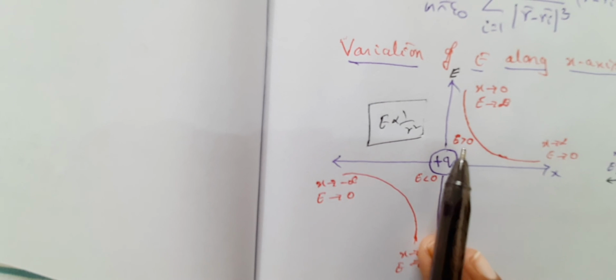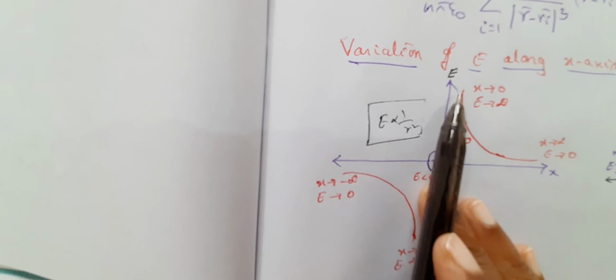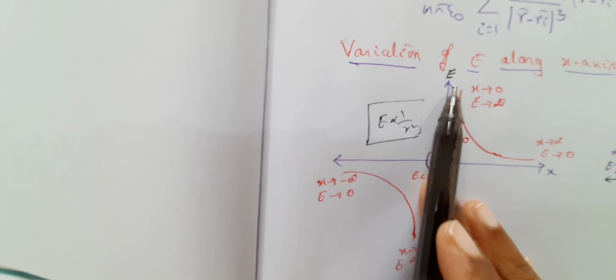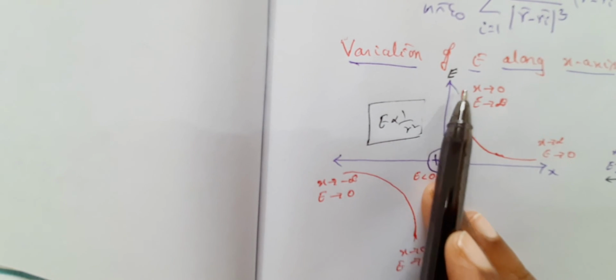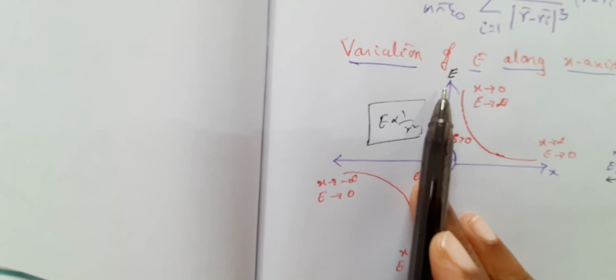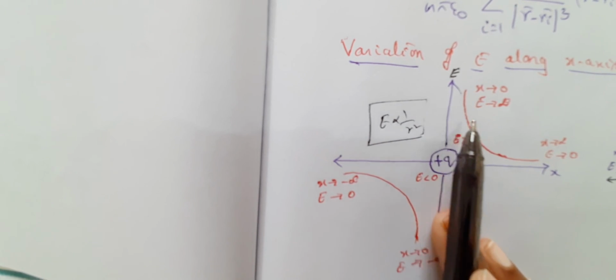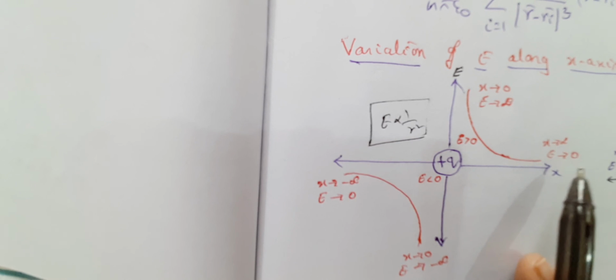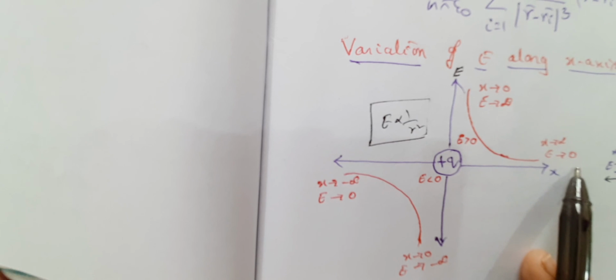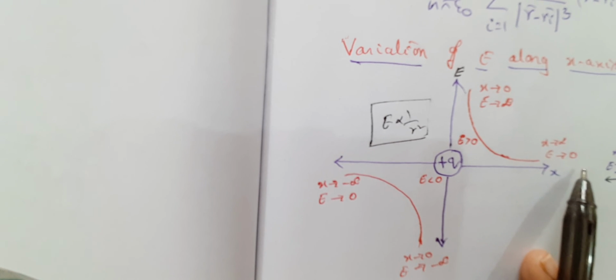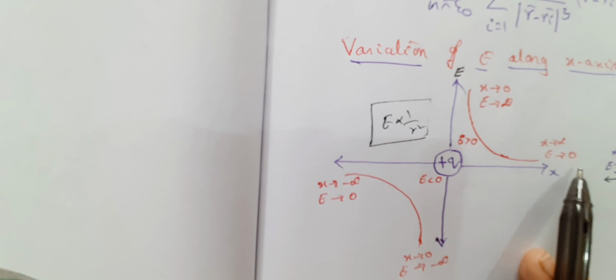This is how the curve will be when E is greater than 0. Here you can see that as x tends to 0, E is infinity, and as the distance increases, the electric field strength decreases, and as x tends to infinity, E tends to 0. This is what we have learned theoretically until now. Electric field exists around a charge and extends till infinity, and theoretically we say that only at infinity does the electric field strength become 0.